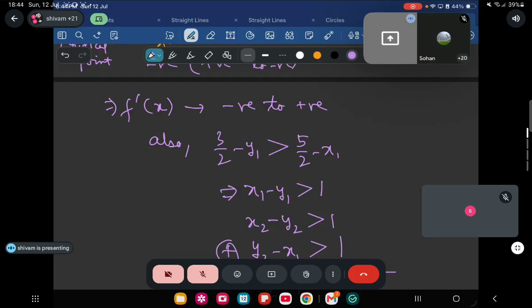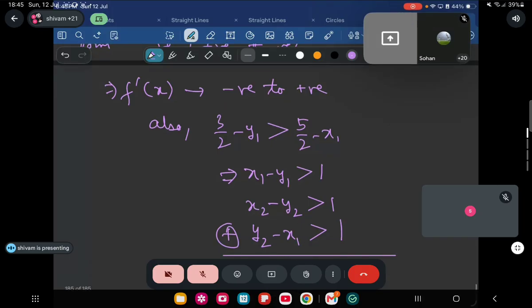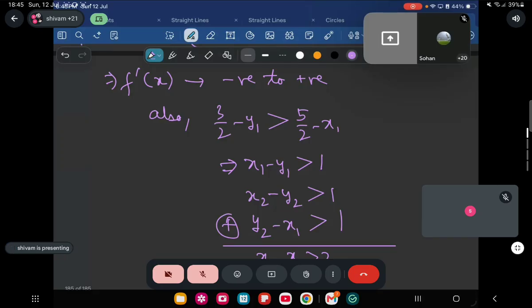Is it clear, Ritam? Similarly, x4 minus x2 will be greater than 2, and x3 minus x1 will be greater than 2. I think it will be y1 positive, as x1 is getting cancelled after adding these two.